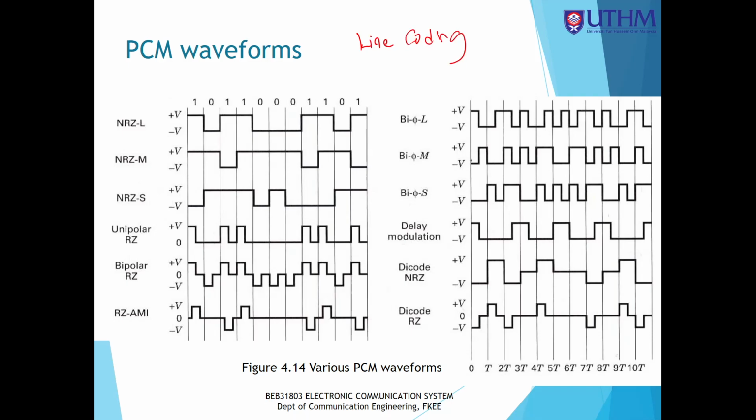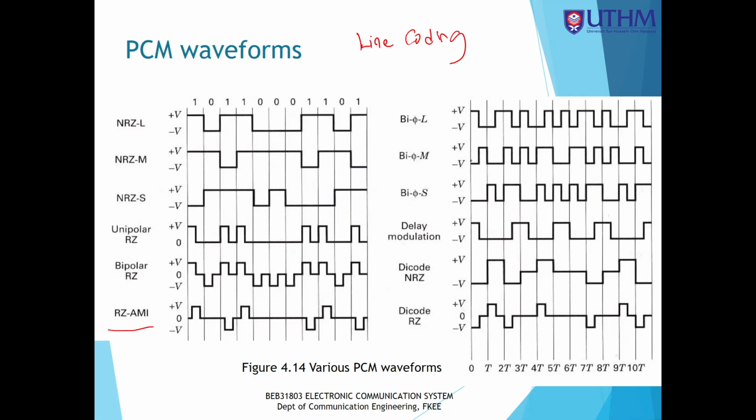Okay, so line coding has many types. You have NRZ, RZ, RZ AMI, alternate mark inversion, Manchester coding, and many others. Okay, so I will explain to you the simplest one, the simplest line coding.